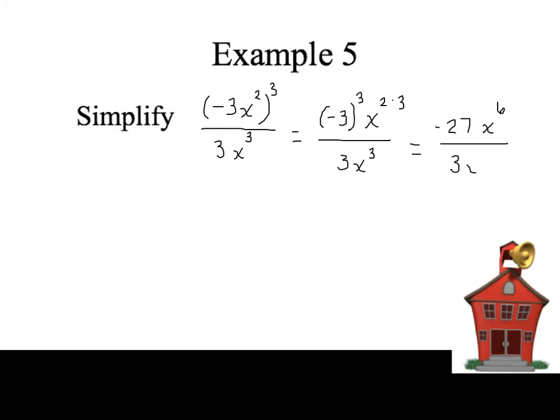Now we need to divide by 3x cubed. So when we divide the coefficients, negative 27 by 3, we get negative 9. When we divide the x's, we know with division, we subtract their exponents. So we'll end up with negative 9x to the 6 minus 3 power, which is negative 9x cubed.